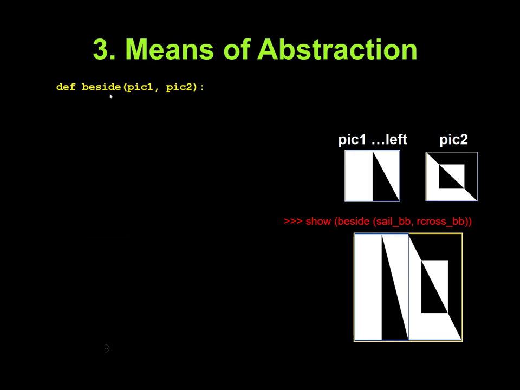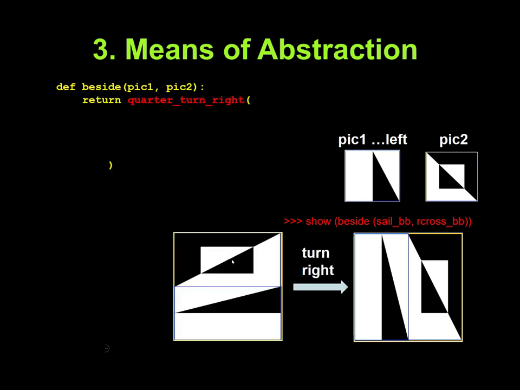So we define a beside function, picture 1, picture 2. Picture 1 is this, our sale. Picture 2 is our R cross. So the result should be like this. This is actually a turn right of a picture where R cross is on top of the sale. If we turn right of this picture, we get this. This is the turn right that we have to do.